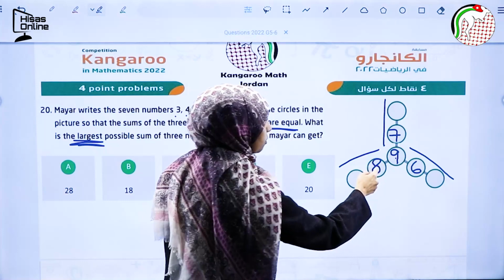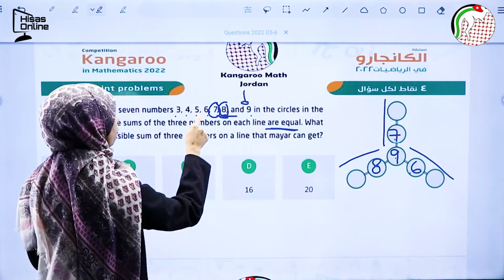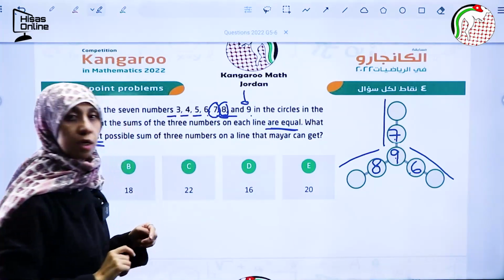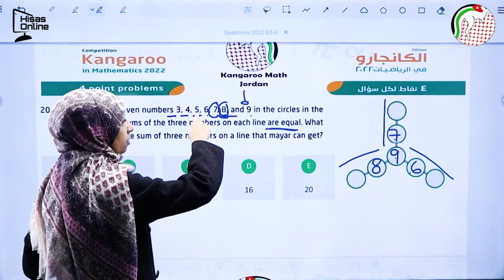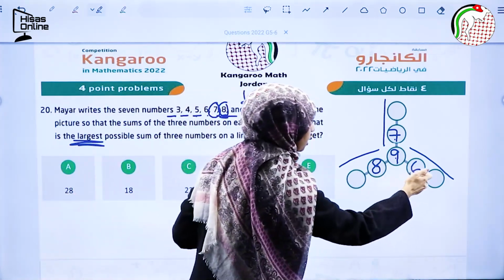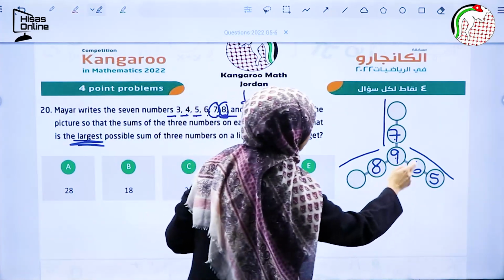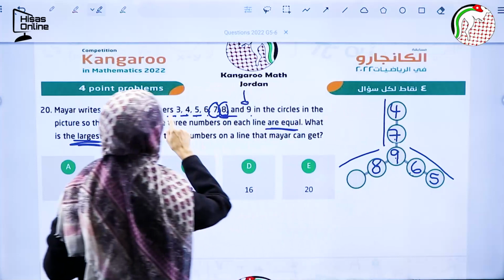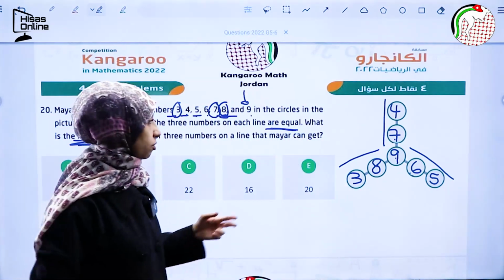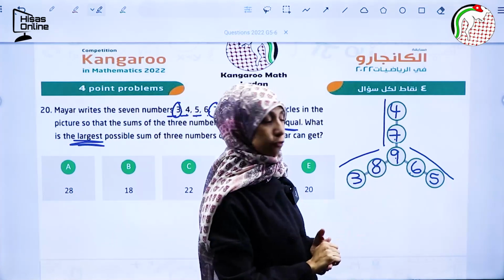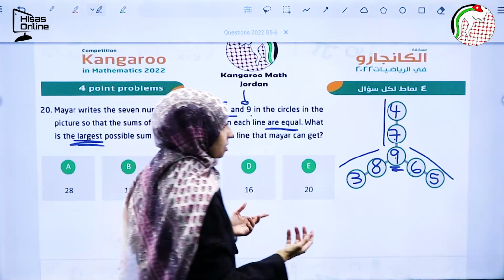I moved backward 8, 7, and 6. Now I still have 5, 4, and 3. Logically speaking, I need to add the 5 to the 6 because it's the smallest number used. And we will check. 4 will be with the 7. And the smallest number would be added to the largest number that I have chosen after, of course, 9, which comes in the middle.